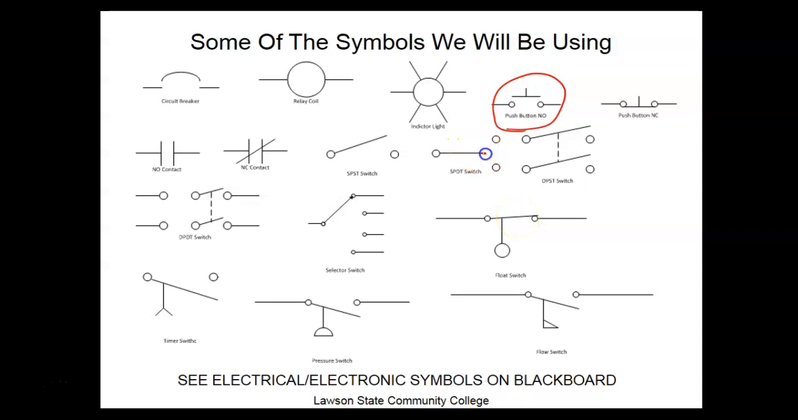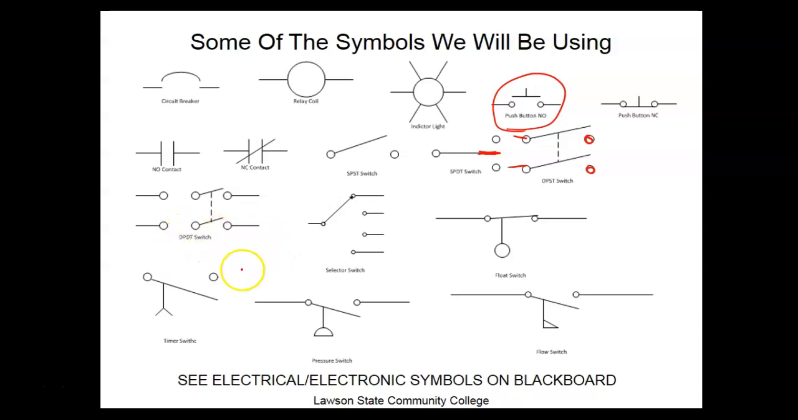This is actually drawn wrong. This should come in here. So it's got one switch, one operator. This would be what we call a double pole, and each one of them controls one circuit. So that's a double pole, single throw. This right here would be a double pole, double throw.